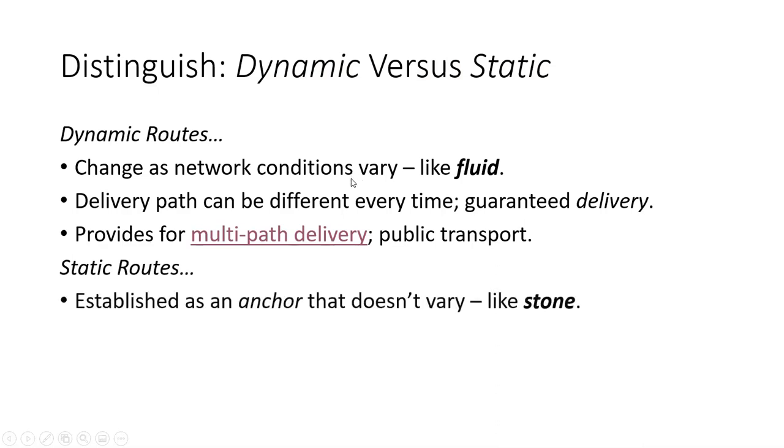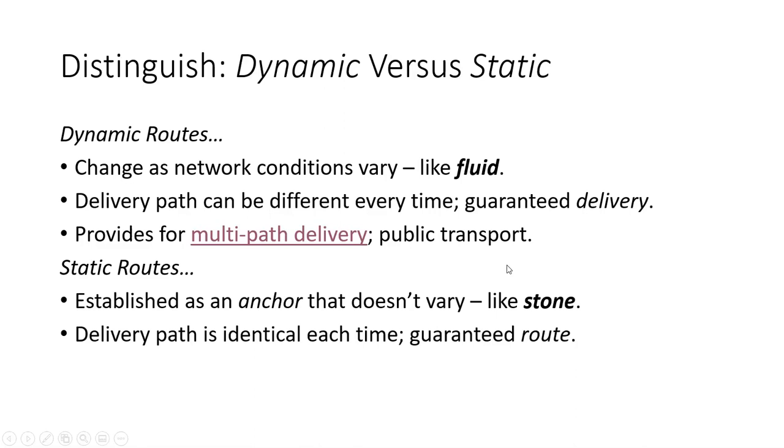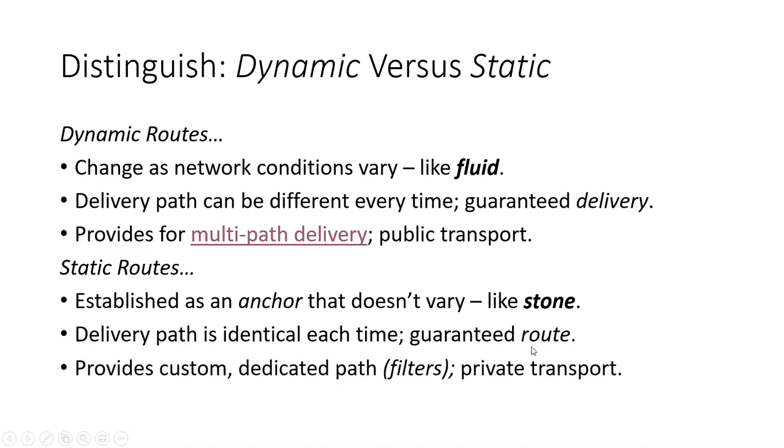Static routes. Let's contrast this with static. So a static route is established as an anchor that doesn't vary. It's more like stone. So it's solid, it's unchanging. The delivery path is identical each time instead of being different each time. And it's a guaranteed route, not guaranteed delivery, but a guaranteed route. And it provides for a custom dedicated path where you can apply filters.